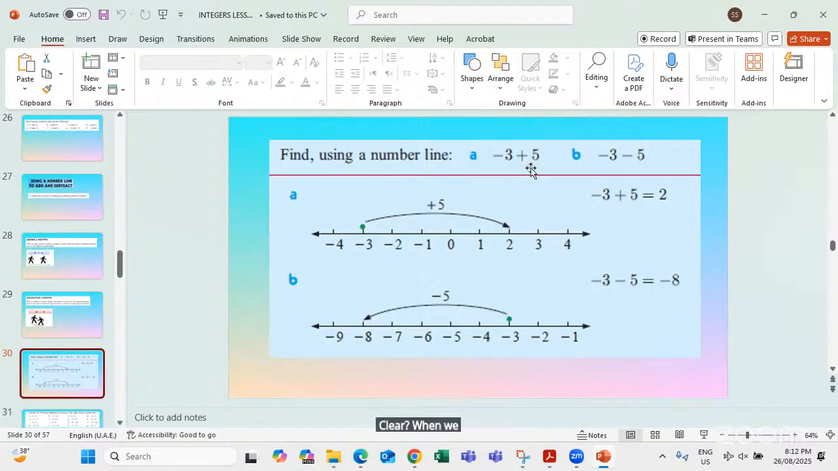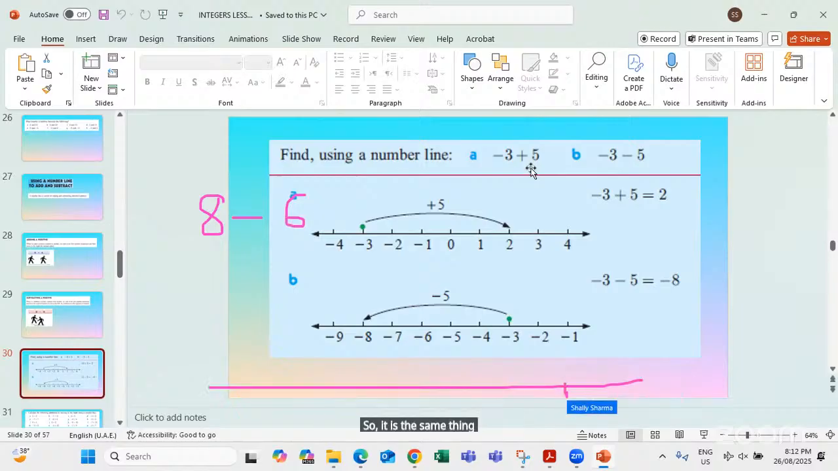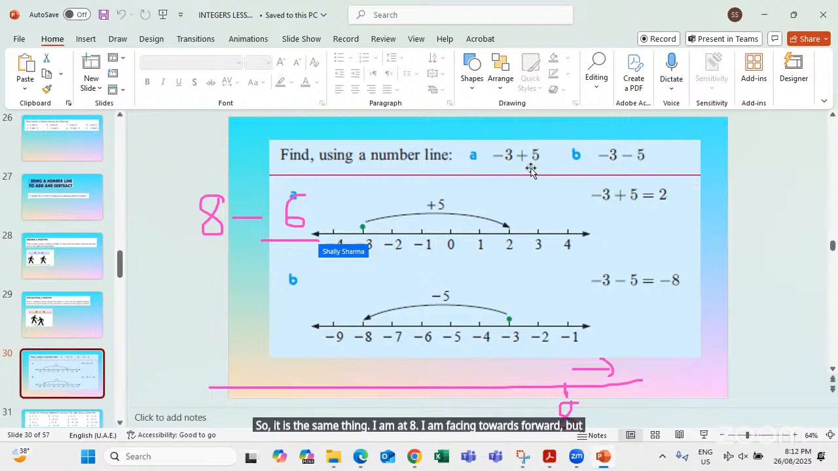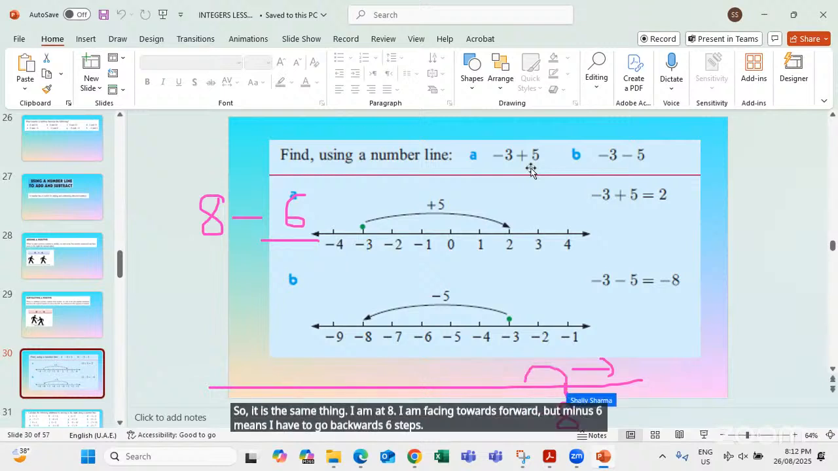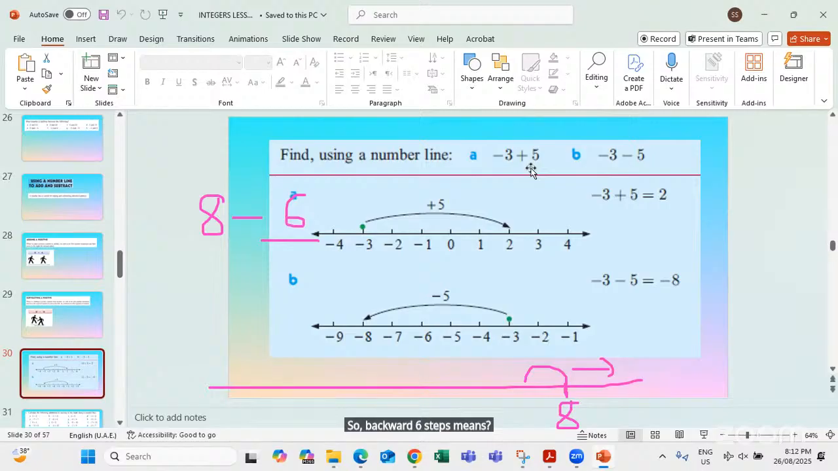When we say we have 8 minus 6, it is the same thing. I am at 8. I am facing forward, but minus 6 means I have to go backward 6 steps. So backward 6 steps means 8 minus 6, which is just 2.